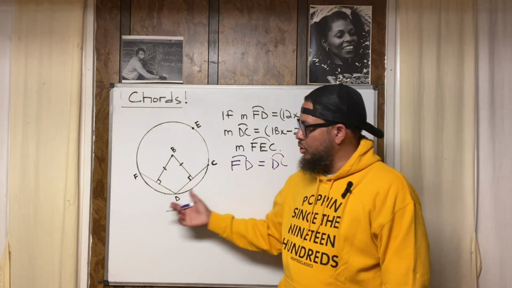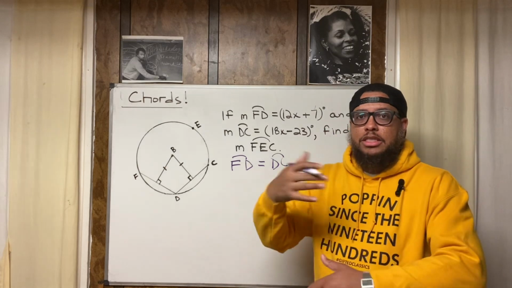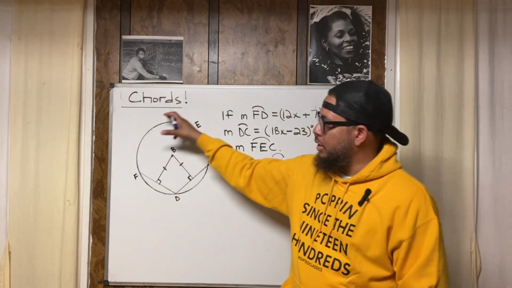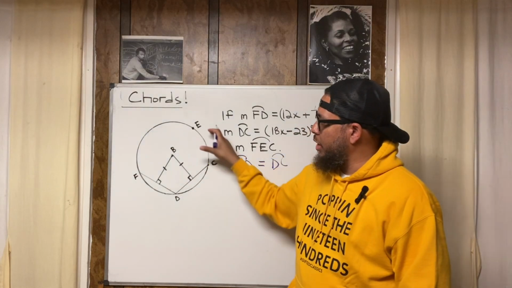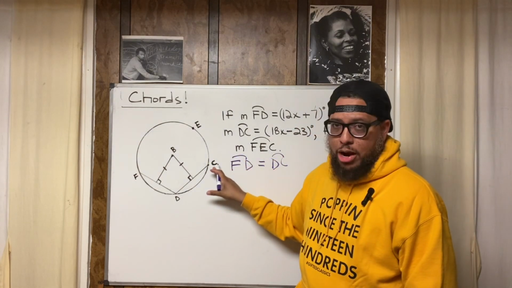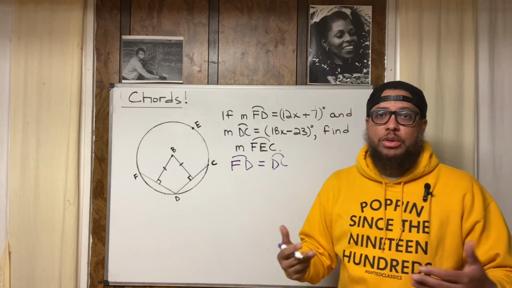And then I just take the measure of those two arcs, combine them, and then subtract their sum from 360, because 360 is the whole circle. So I want only from point F around past E to point C, right? That's why we're doing the equation.